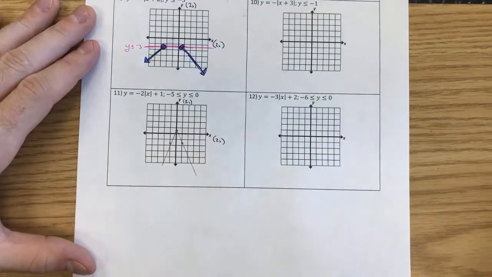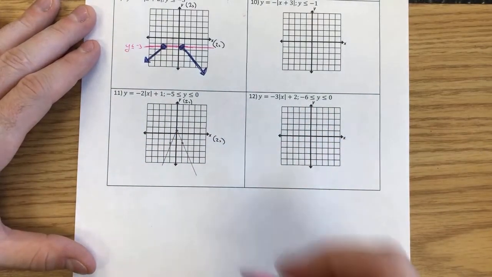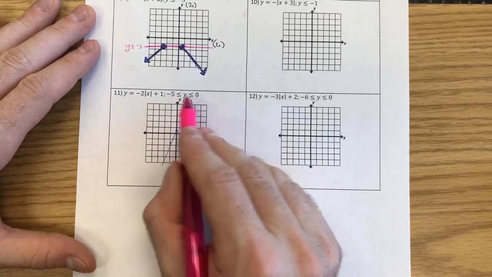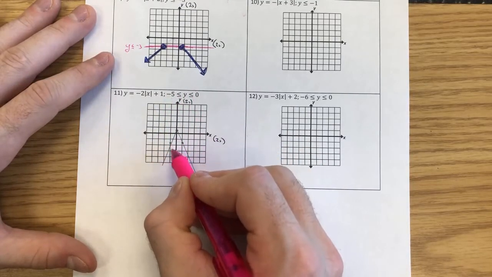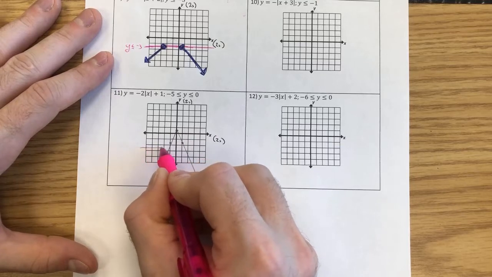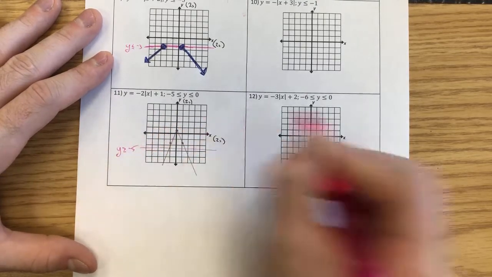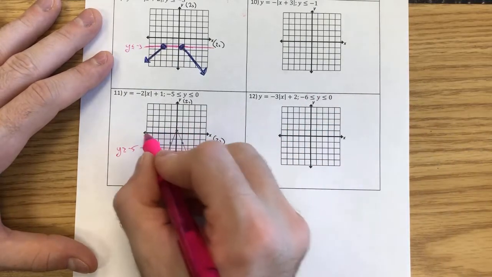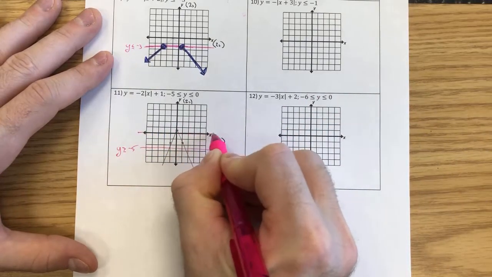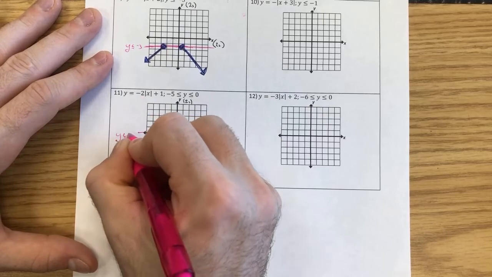I have that. I'm going to say I want it between -5 and 0. So 2, 4, 5. So y must be greater than or equal to -5. It's got to be bigger than that line. And y must be less than or equal to 0.